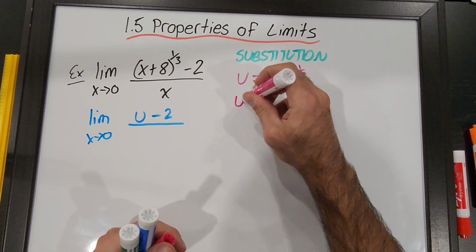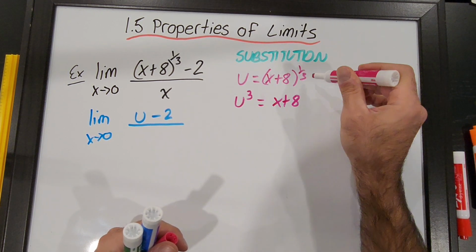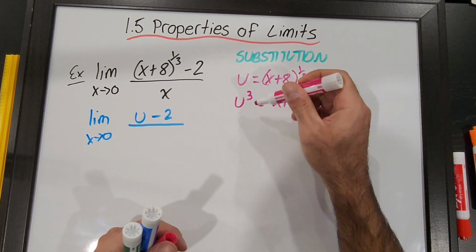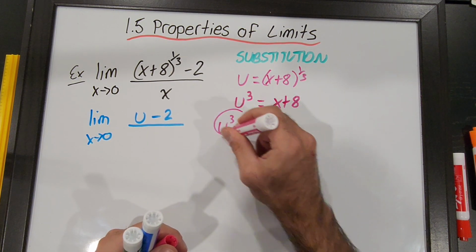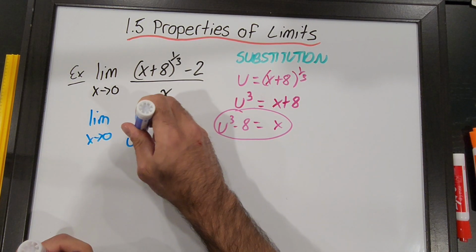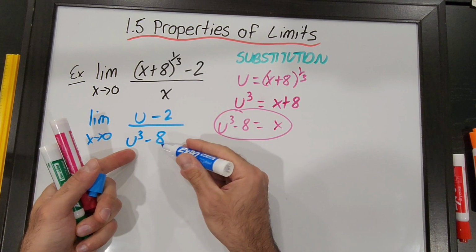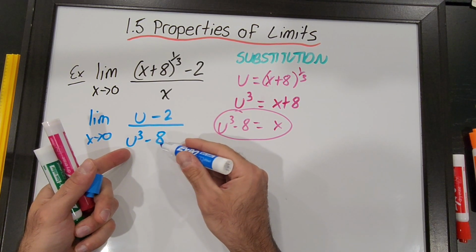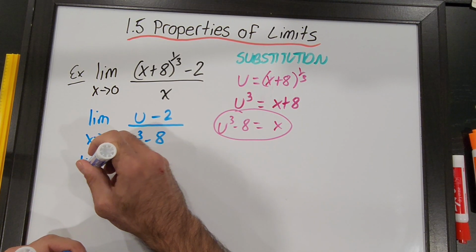So what do I do? Well, I know that u cubed is going to be x plus 8. I have to find the cube of both sides to get rid of that 1 over 3. And now just bring over the 8. And now I have a value for x that I can plug in over here. Now, if you've noticed this already, this is, yes, difference of cubes. Not difference of squares, difference of cubes. So I can actually expand that now.